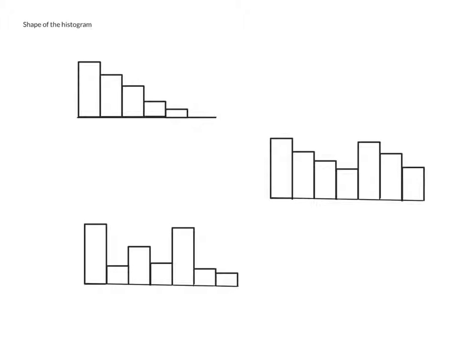One of the easiest ways to describe a histogram is to describe its shape by how many peaks it has. So for instance, this histogram up here at the top has exactly one peak. This is what's called a unimodal histogram. That is, it's a histogram with one bar that's modal, one peak.